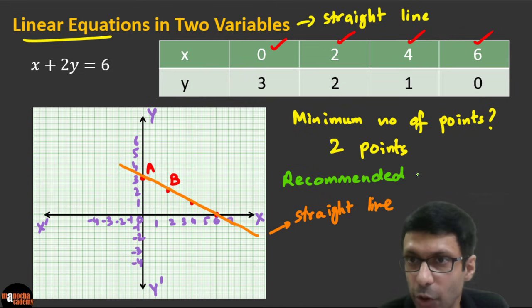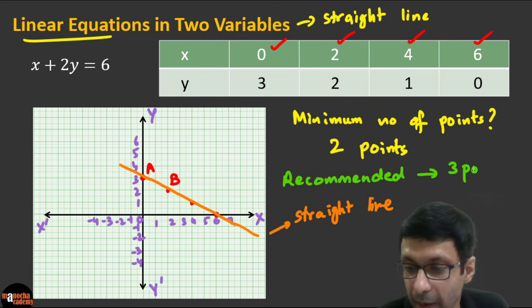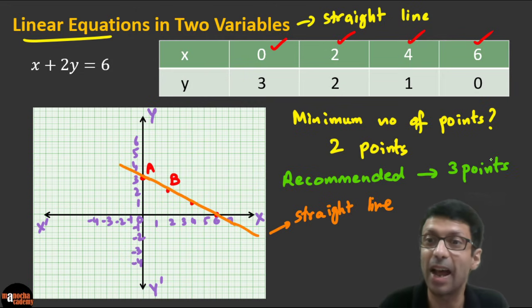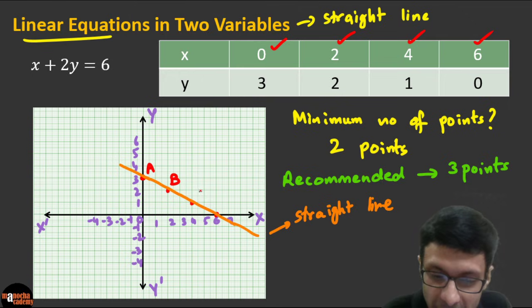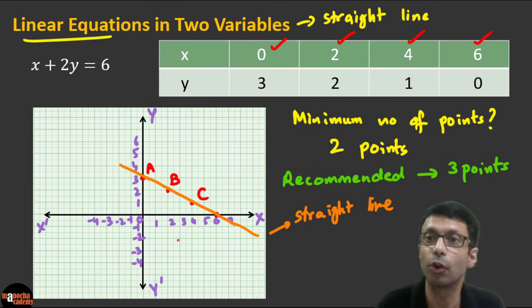So I recommend you guys to use 3 points. Why? Because the third point will act like a test. You're going to be checking your answer, right? So I would recommend you need a minimum of 2, but go for 3 points.